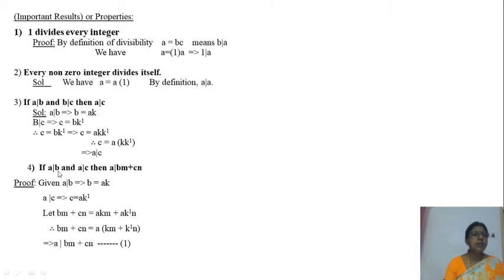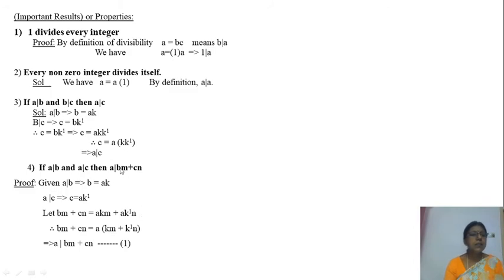Okay? Once you see the statement, if a divides b and a divides c, both b and c, then a divides a linear combination of b and c, bm plus cn. Suppose we take the values for m and n, what do we get? Suppose m is equal to 1, n is equal to 1. What do we get here? A divides b into 1 plus c into 1, which means a divides b plus c.